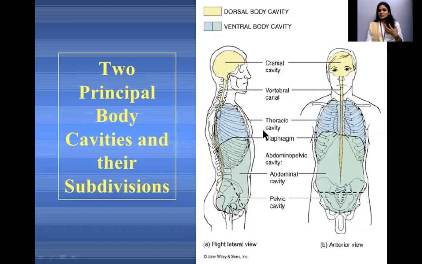Whereas the ventral body cavity, the blue color, encloses the thoracic cavity and the abdominal cavity. Otherwise, it has the thoracic cavity, the diaphragm, which is just above the stomach or below the ribs, and then the abdominopelvic cavity. You call it abdominopelvic because it is a combination of abdomen and pelvis; you may mention it as abdominopelvic cavity, or else abdominal cavity and pelvic cavity. All together, the ventral body cavity has the thoracic cavity, diaphragm, abdominal cavity and pelvic cavity, whereas the dorsal body cavity has the cranial cavity and the spinal cord.